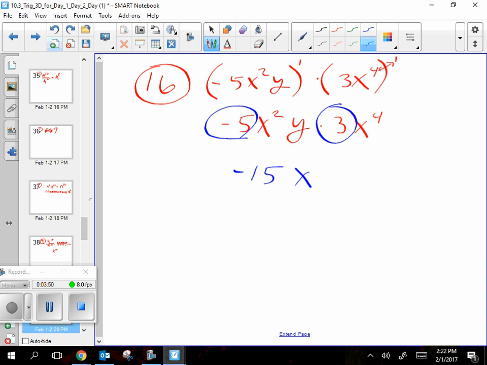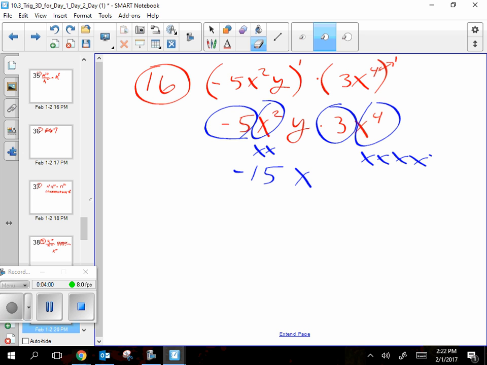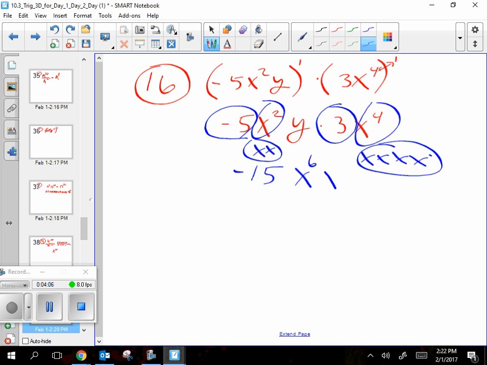X, ooh, wait a minute, it's a bunch of x's. That and that. If I was unsure on the multiply or add, I would write it out. That means x x. That means x x x x. Wait, four of them. And now I know, oh, must be x to the sixth. See? Writing it all the way out really helps. X to the sixth. And then it's y to the what? Yep, because there's only one of them, so it's y to the first. There's your answer.